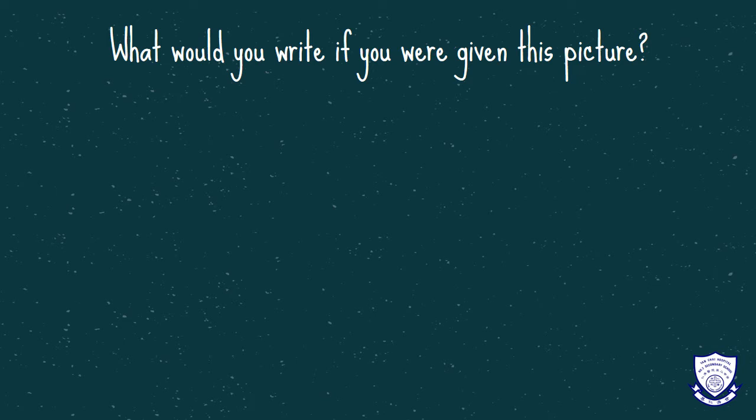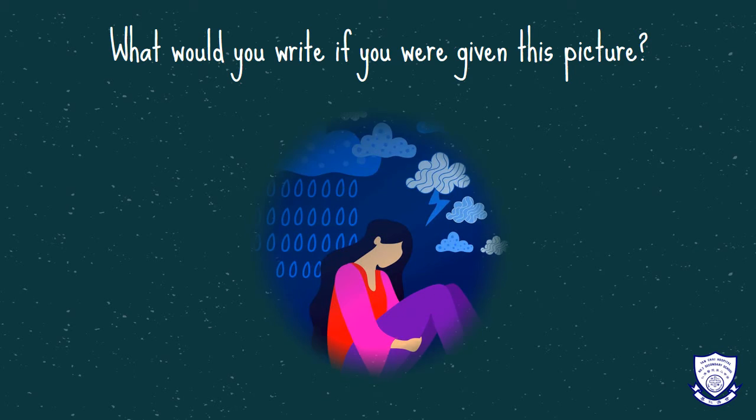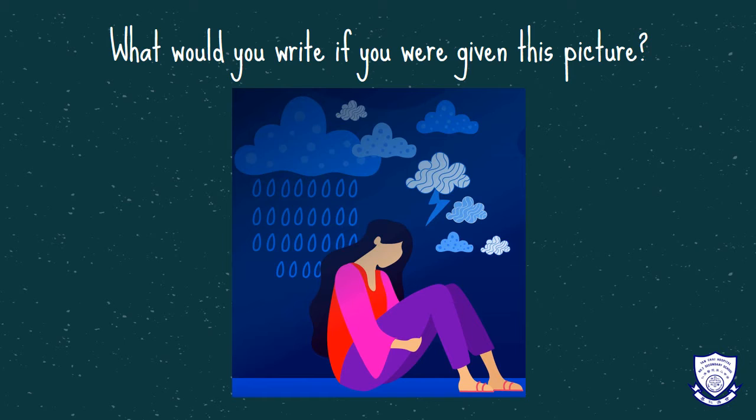So what would you write if you were given this picture? You see a young girl who is apparently in a bad mood. She may be sad, she may be frustrated, she may even be depressed. Okay, think about it. What would you write?